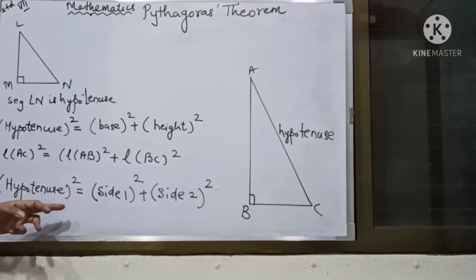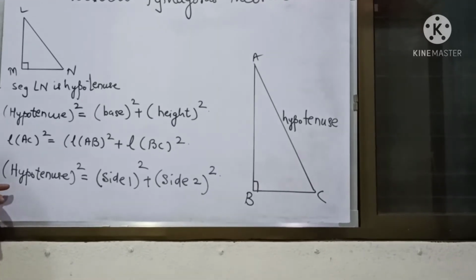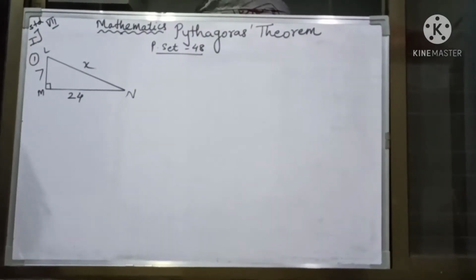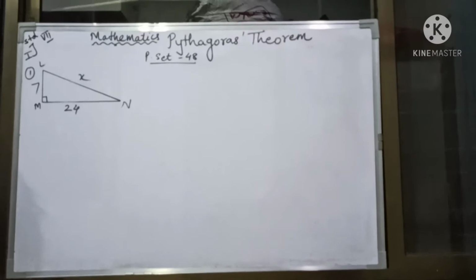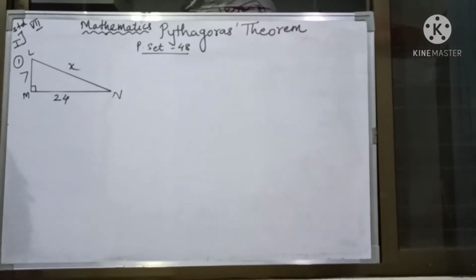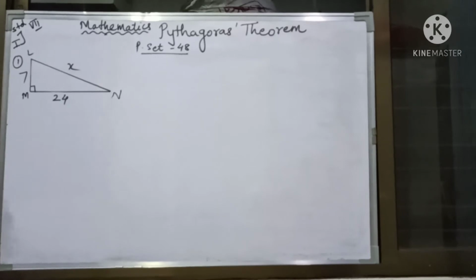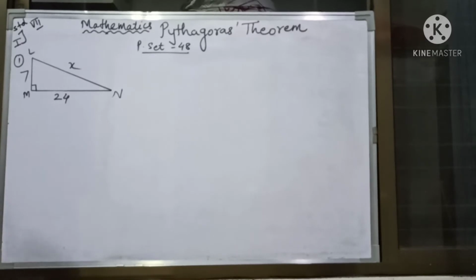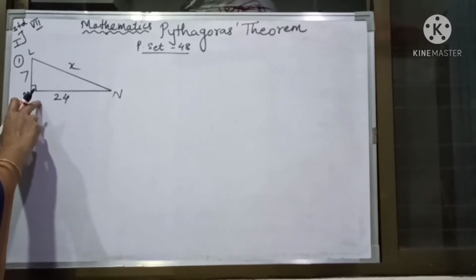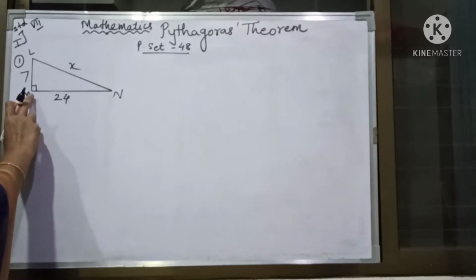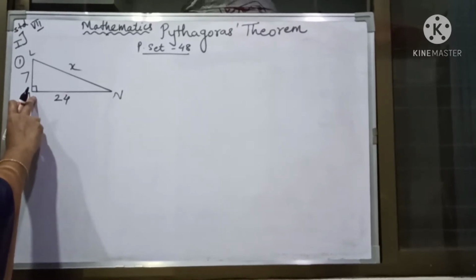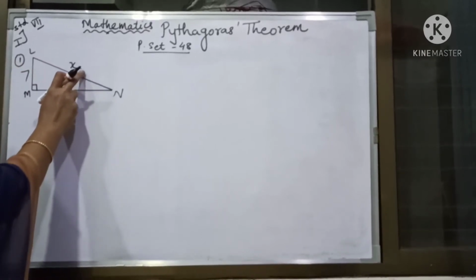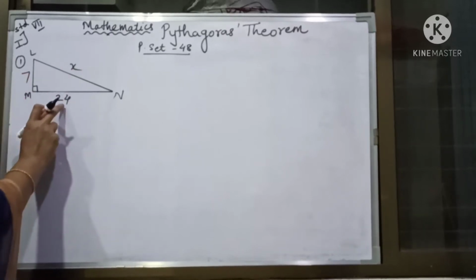Now with the help of this formula, let us solve the examples from the practice set. Now let us solve a few examples from practice set 48. If two sides are given to you and you are asked to find the third side, you can find it by using the Pythagoras theorem. The first sum, look at this figure. This is the right angle triangle. Here angle M is the right angle. The side facing the right angle is side LN. So here you have to find the hypotenuse. The two sides are given to you.